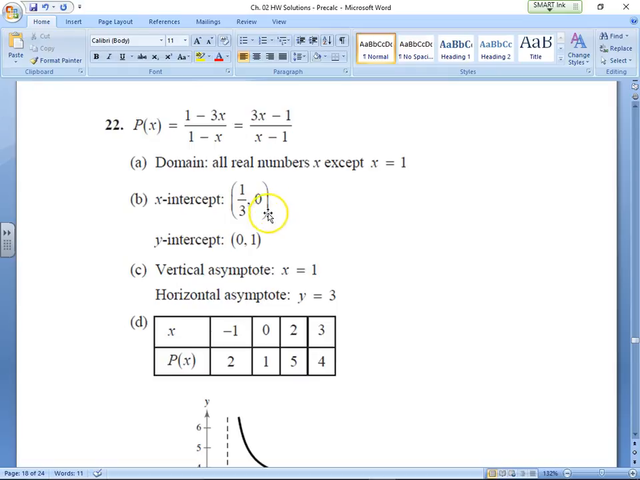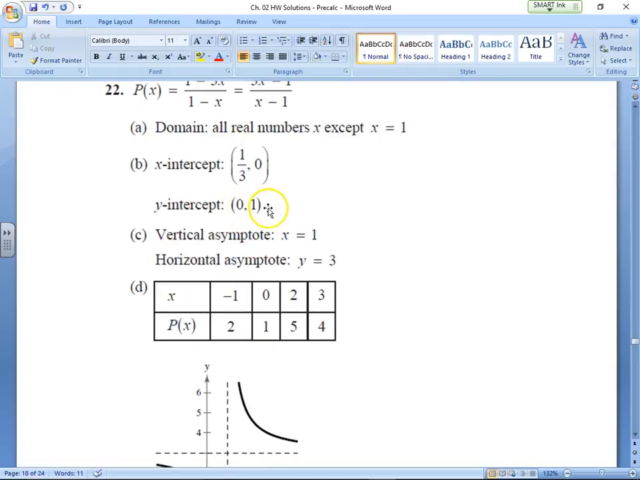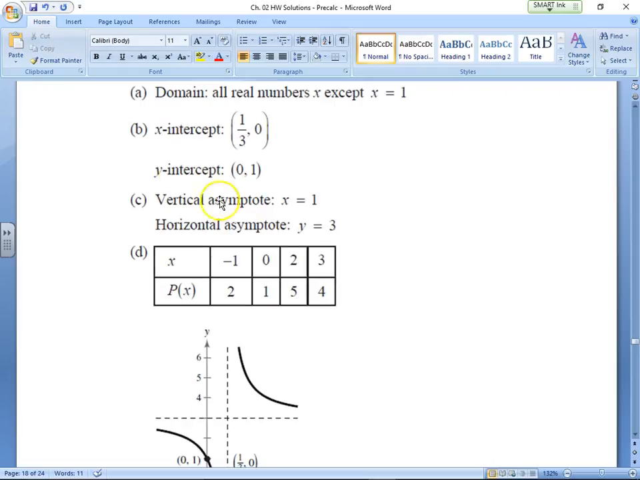X-intercept, 1/3, comma 0. Y-intercept, 0, comma 1. Vertical asymptote at x equals 1. Horizontal asymptote at y equals 3. There should be some work for this, especially the intercepts. Maybe not the rest, but the intercepts.